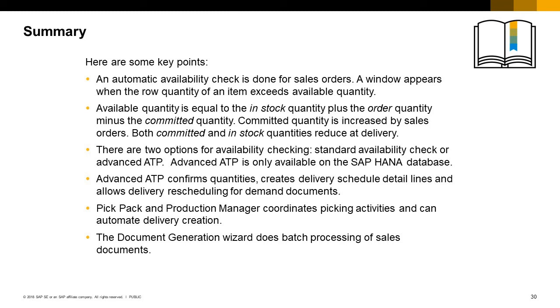Committed quantity is increased by sales orders and reduced when the item is delivered. Delivery also reduces in-stock quantity. Pick, Pack and Production Manager coordinates picking and packing activities and can automate delivery creation. The Document Generation Wizard performs batch processing of sales documents. For example, it can automate invoice processing.